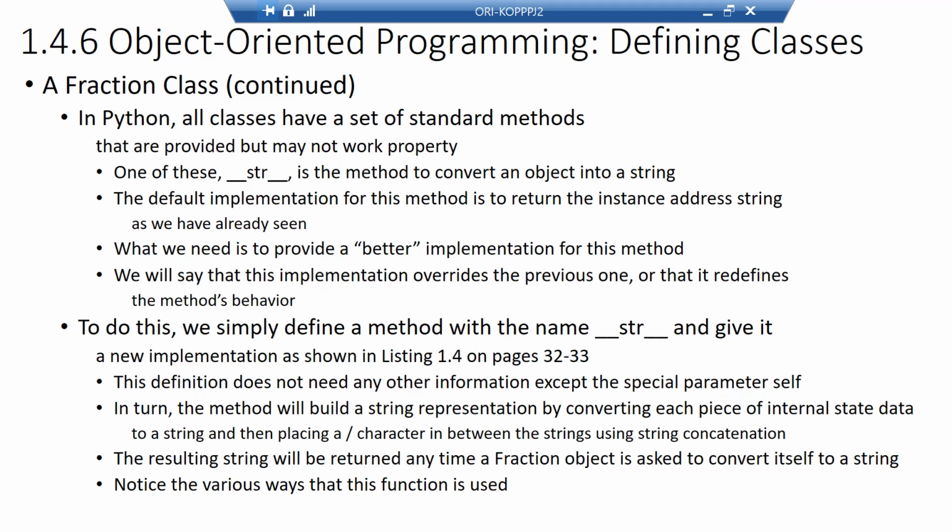So this definition does not need any other information except the special parameter self. In turn, the method will build a string representation by converting each piece of internal state data to a string and then placing a slash character in between the strings using string concatenation. The resulting string will be returned anytime a fraction object is asked to convert itself to a string. Notice the various ways that this function is used. And again, we're only going to use it the one way.